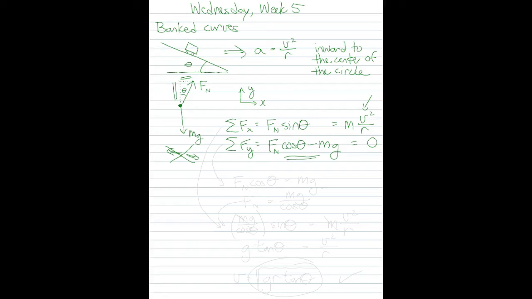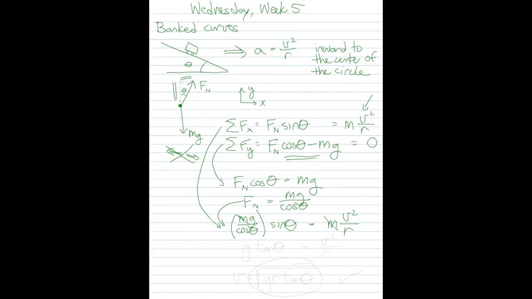And the question was, find the safe speed as a function of the radius of the curve and the angle. So the one thing I don't know is the normal force, so I'll take this equation and solve for the normal force. Okay, and then I'm going to plug that back in to the top equation, and I get that the normal force, mg over cosine theta, times sine theta, is m v squared over r.